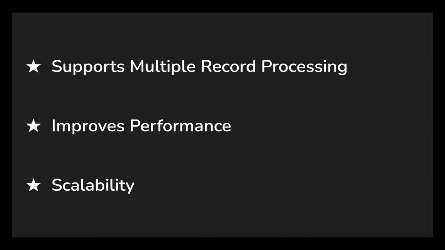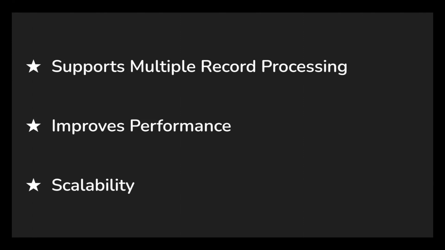Moving on to the next best practice, which is bulkification of code. In simple terms, this means that your code should handle multiple records at a time. Non-bulkified code typically processes one record at a time, which can lead to hitting governor limits. Bulkified code supports multiple record processing, improves performance, and helps in scalability of your code. Bulkification is a crucial concept in Salesforce to avoid hitting governor limits and to ensure good performance and scalability. It ensures that the code runs within the governor limits.